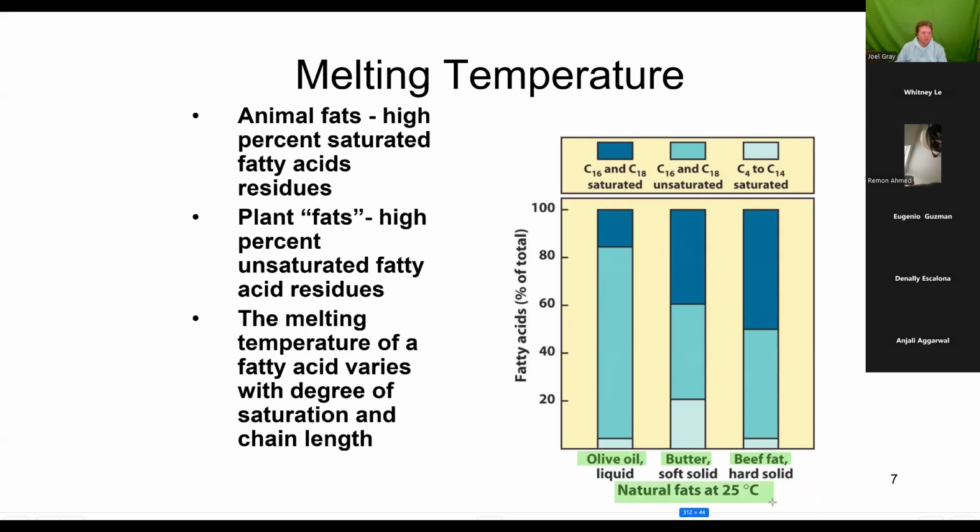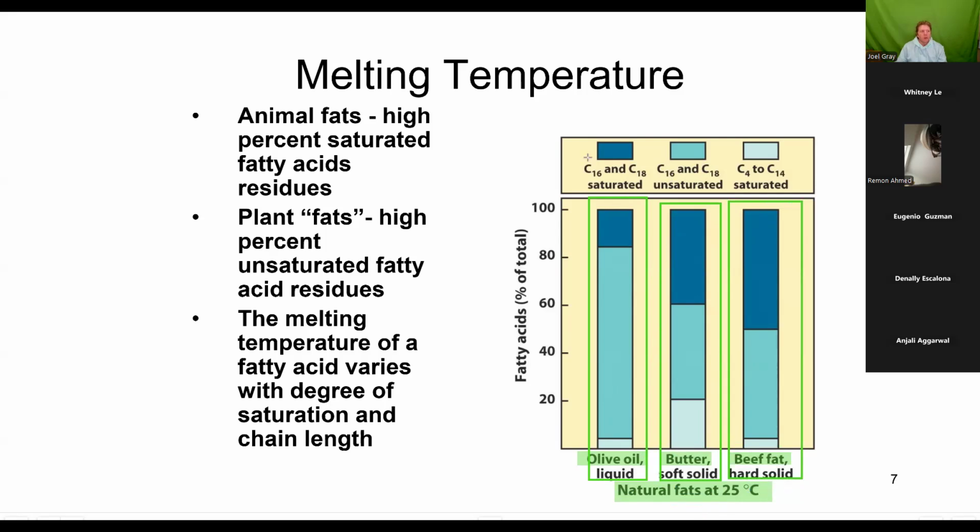And so here are our naturally occurring fats and the states that they're in. In addition to that, what this slide is showing is the composition of them. So here with olive oil, which is a liquid at room temperature, we have a very high percentage of unsaturated fatty acids, whereas with butter, we have pretty much an even composition of saturated and unsaturated fatty acids. And then beef fat, we have a higher concentration of our saturated fatty acids that are a little bit longer.